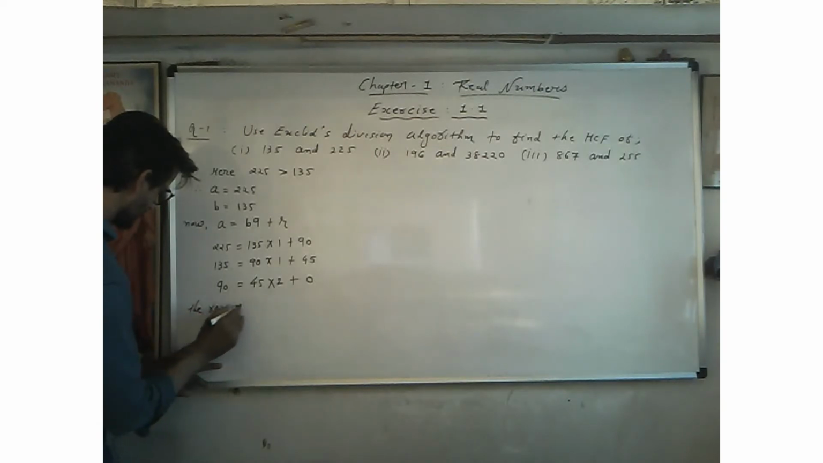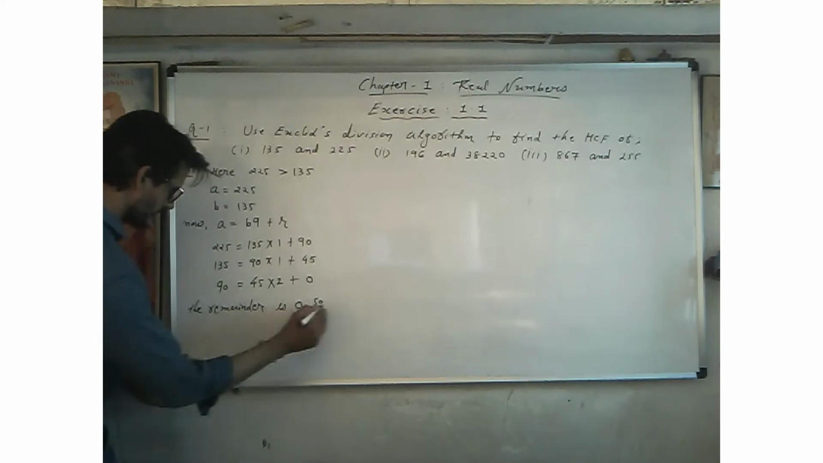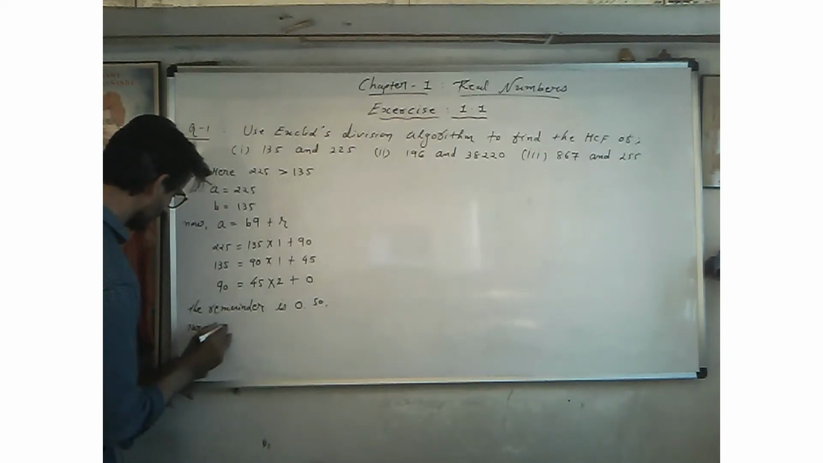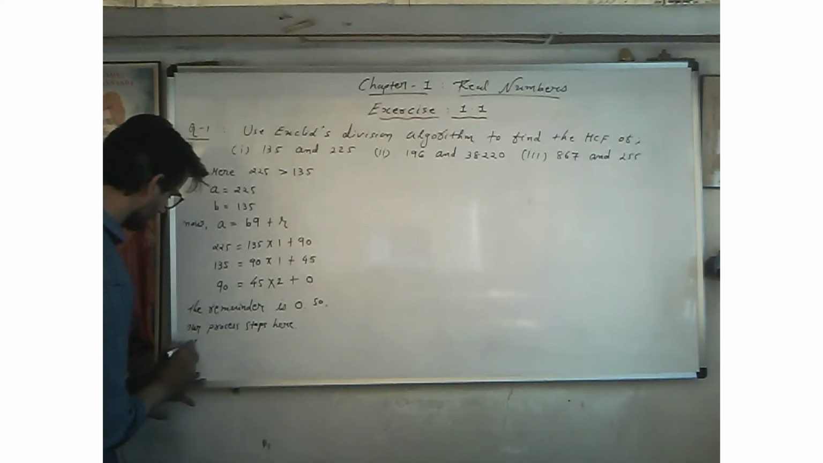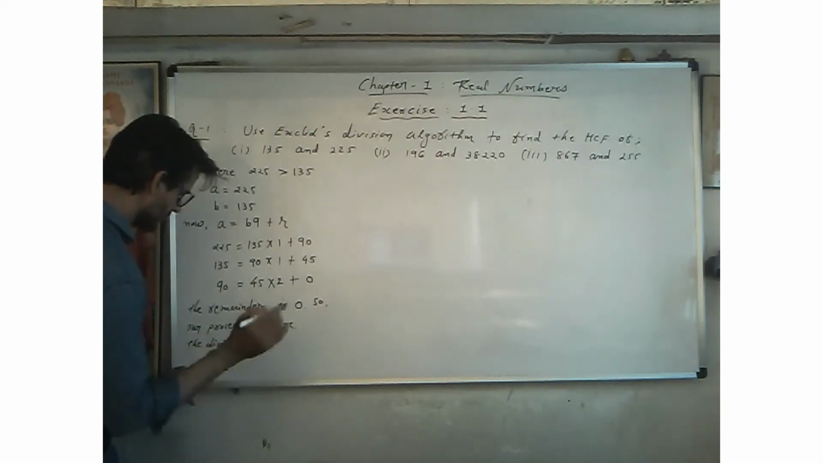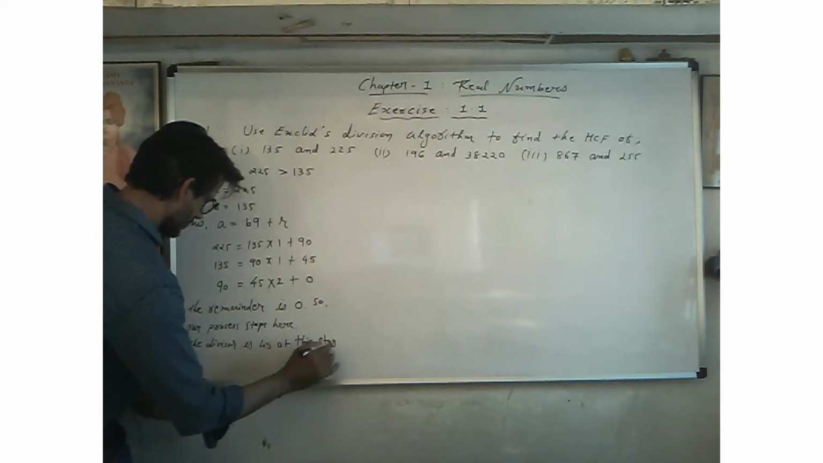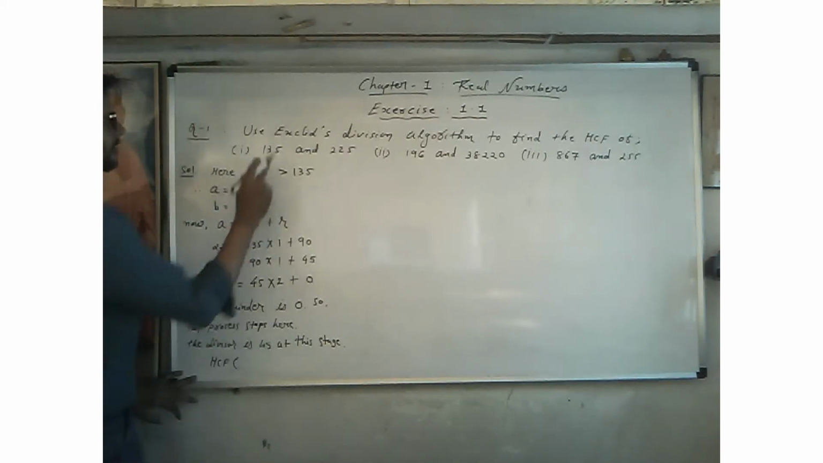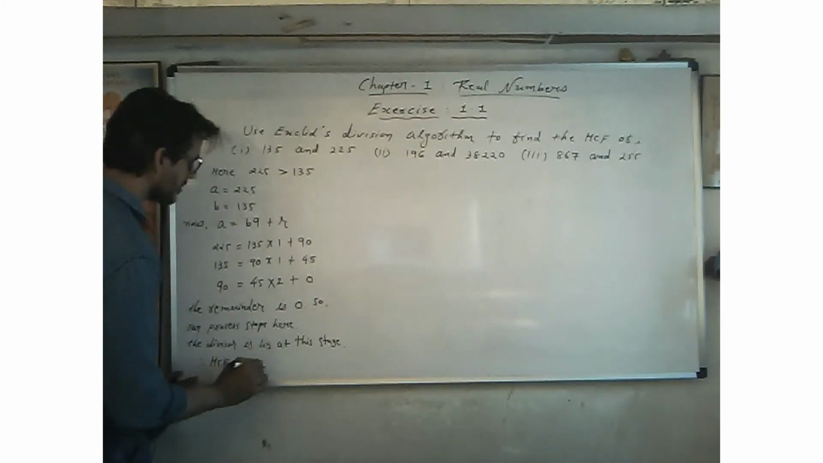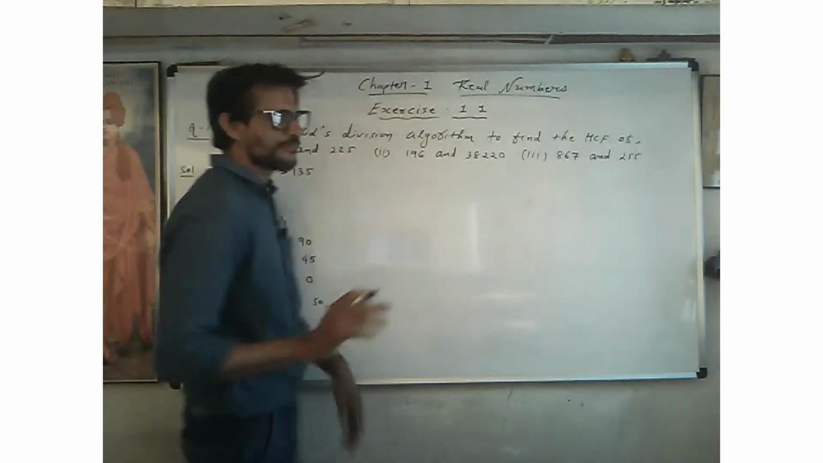The remainder is 0, so our process stops here. The divisor is 45 at this stage. Okay, so HCF of 135 and 225 is equal to 45. Okay, clear?